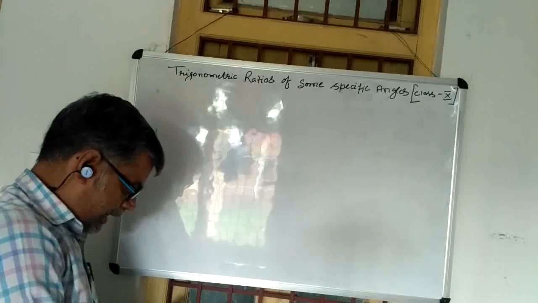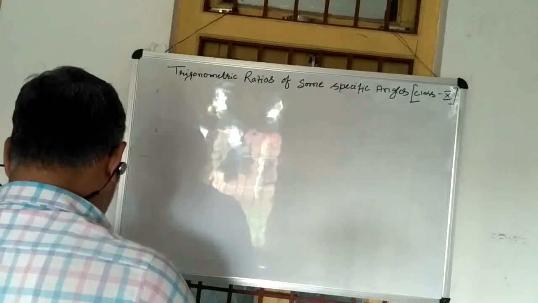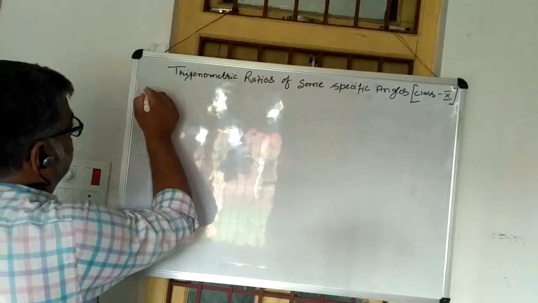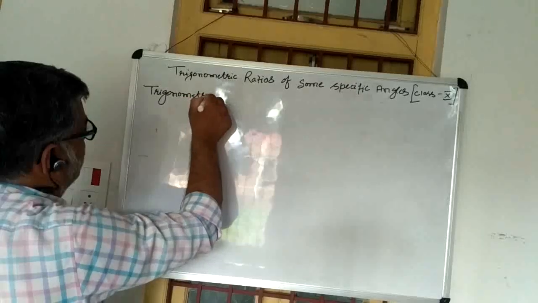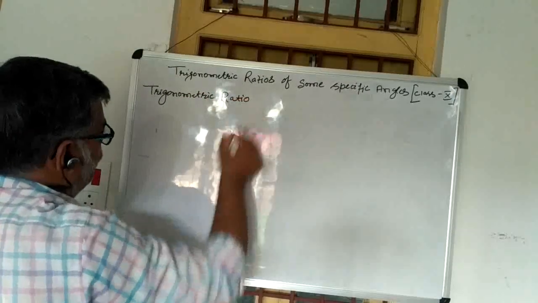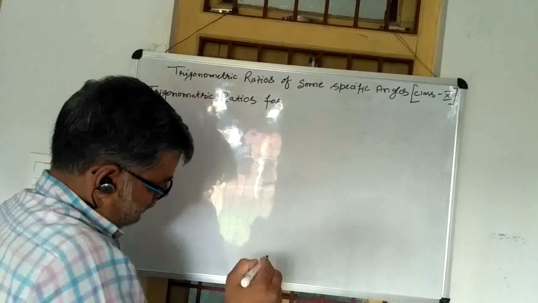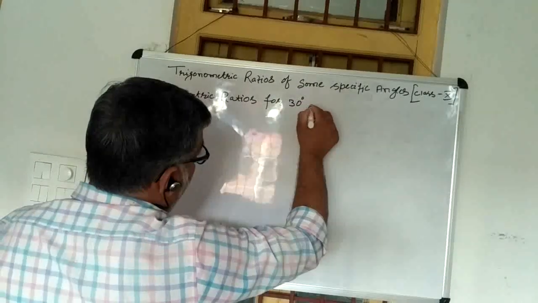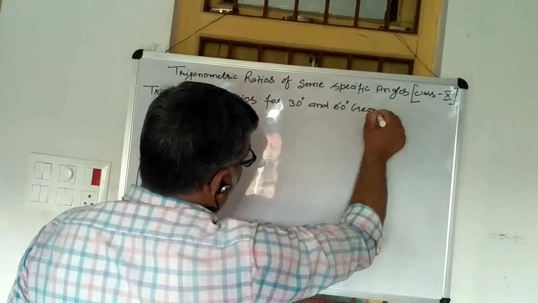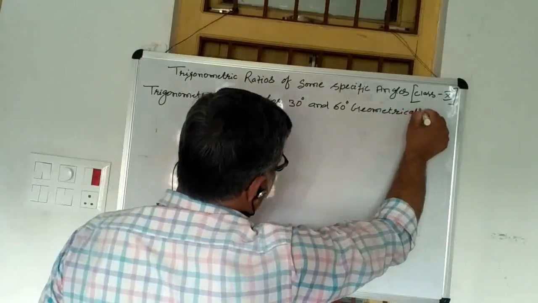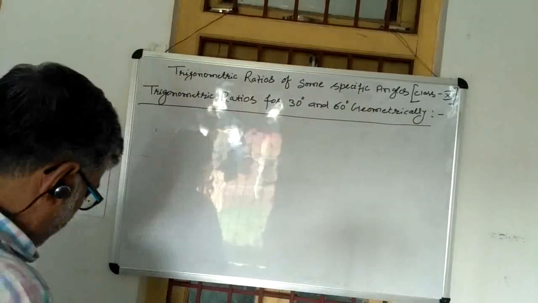Now first we are going to find the value of trigonometric ratios for 30° and 60° geometrically. Now we have to find the value of this trigonometric ratio.